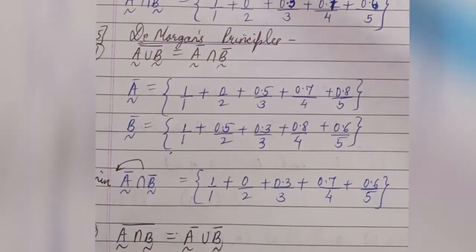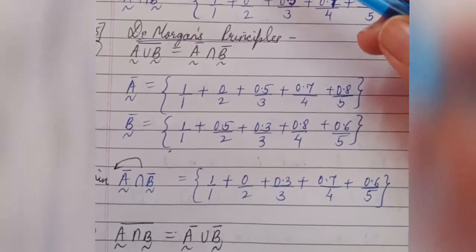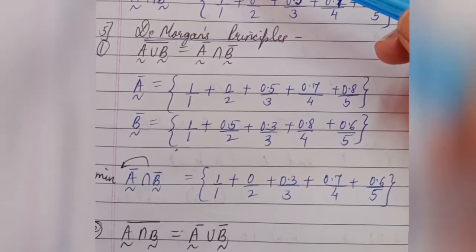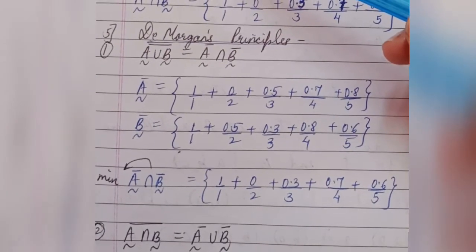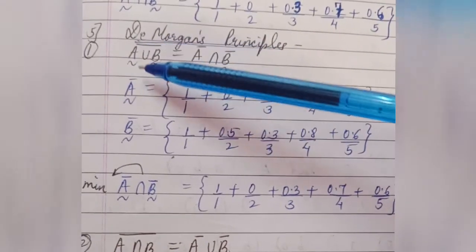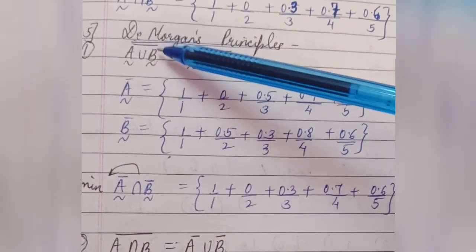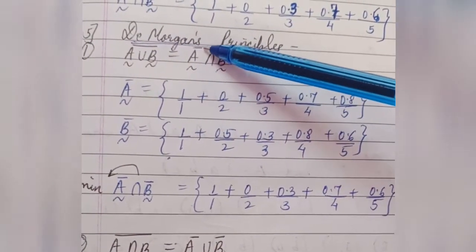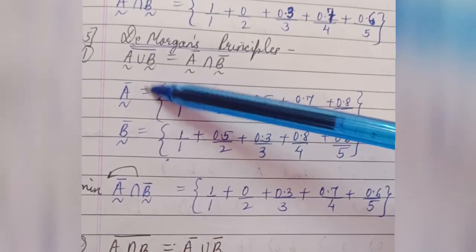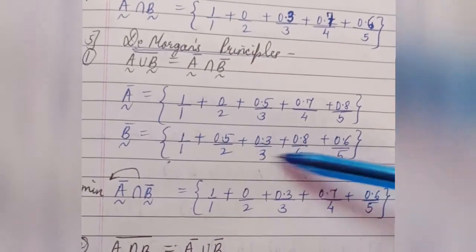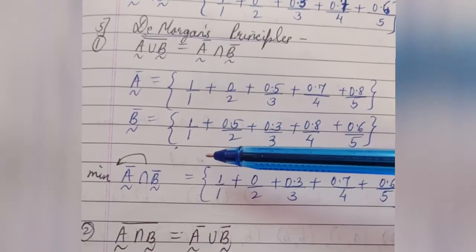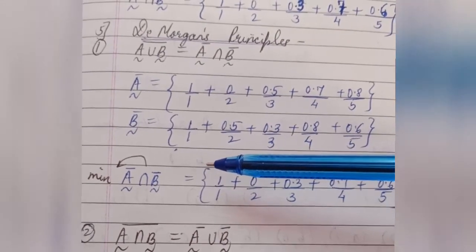Now let's perform the last operation, that is De Morgan's principle. In De Morgan's principle, there are two principles. Let's start with the first principle. The first principle is: A union B whole set complement equals A complement intersection B complement. For this operation, consider the A complement set and the B complement set. Compare both the elements of the sets and select minimum.